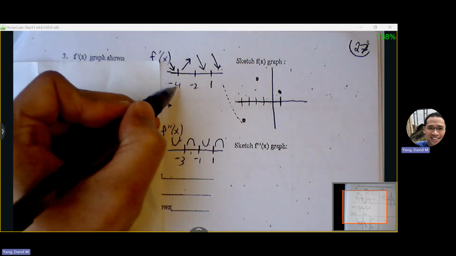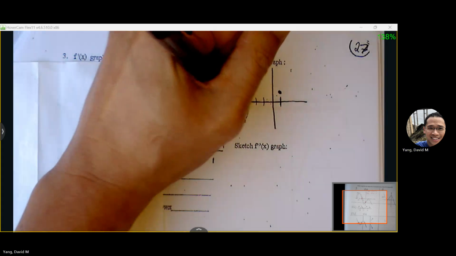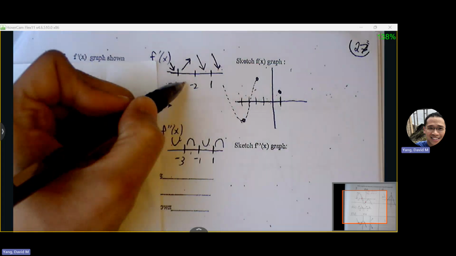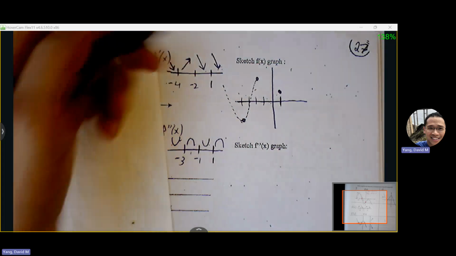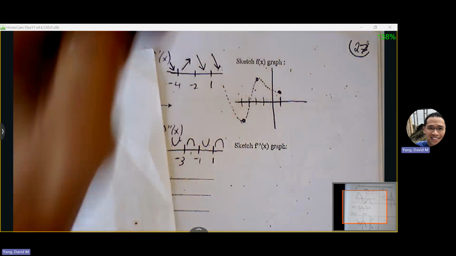Flattens out for a moment. That's true. Relative minimum. Rise to some y value of -2. Flattens out. Falls to some y value of 1.